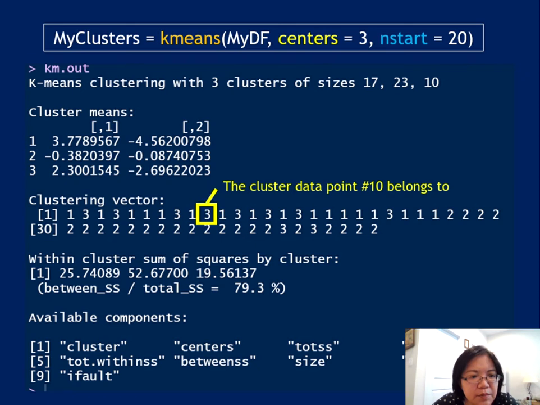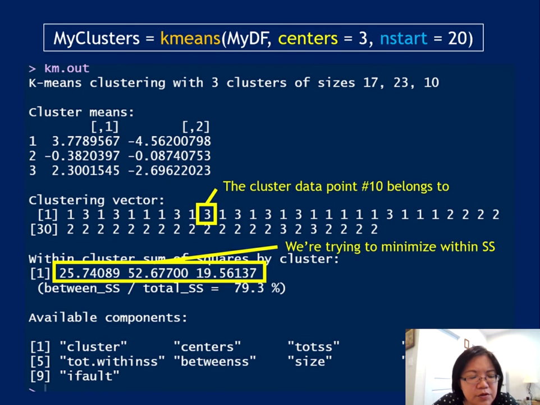Below that, you can see the clustering vector. It shows you exactly each one of these data values, what cluster they belong to. We have a total of 50, I'm sorry, I said 40 but it's actually a total of 50. You can see data point 1 belongs to cluster 1, data point 2 belongs to cluster 3, and the one that I highlighted is data point number 10. This one belongs to cluster 3.